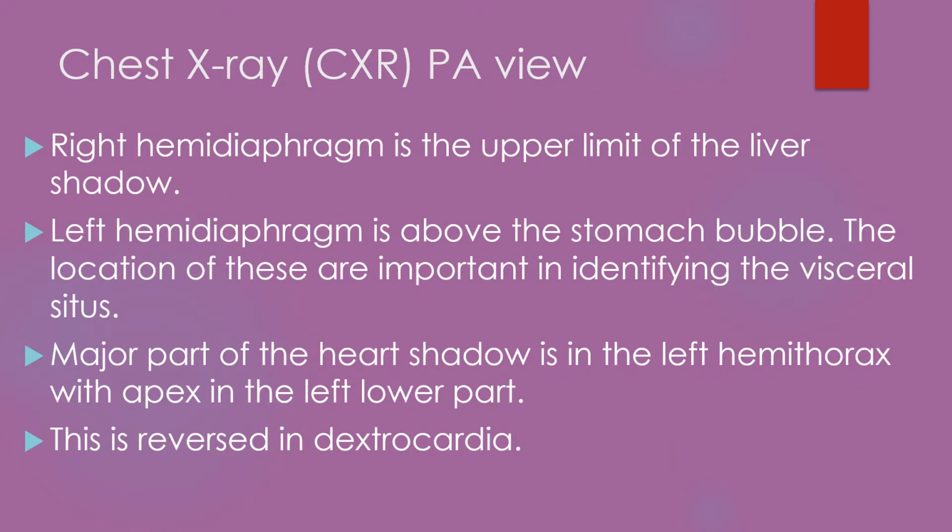The right hemidiaphragm is the upper limit of the liver shadow. Left hemidiaphragm is above the stomach bubble. The location of these are important in identifying the visceral situs. Major part of the heart shadow is in the left hemithorax with the apex in the left lower part. This is reversed in dextrocardia.